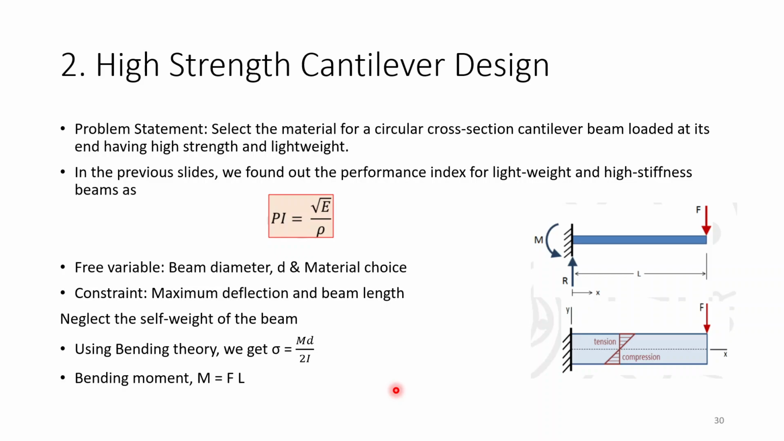The constraint is you want to have maximum deflection and beam length. So here we neglect the self weight of the beam. Now using bending theory, we get sigma equal to Md upon 2I. Now bending moment is given as M equal to FL. This is your bending moment, and you are applying some force, so there will be tension in one part of this beam and compression in one part.